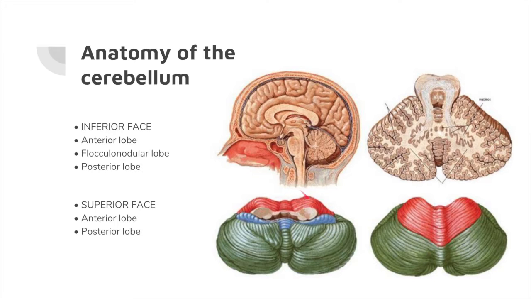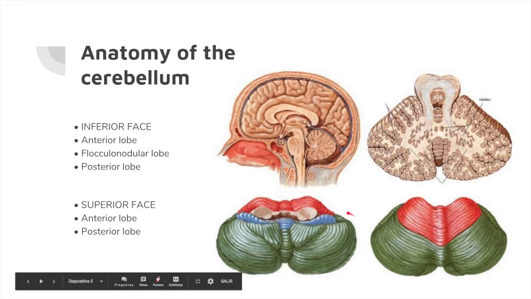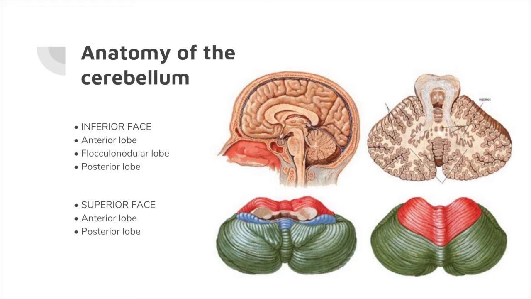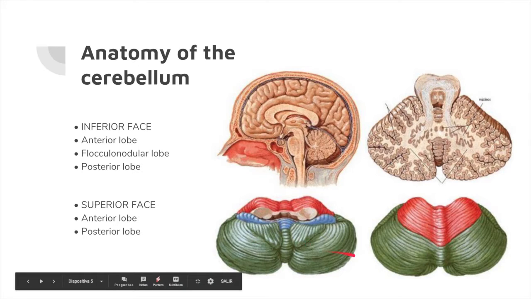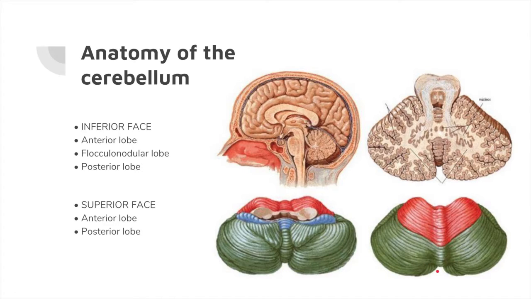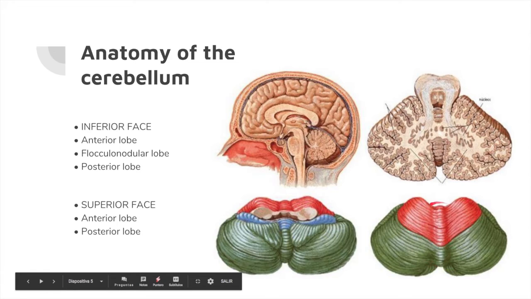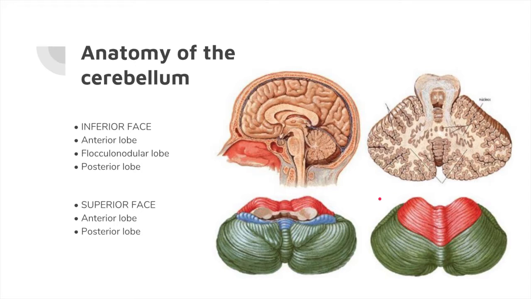So this is the inferior face. That means that this is a lower view. If you're looking from the bottom to the top of the cerebellum, you can see this image right here, and you can see the anterior lobe in color red, the flocculonodular lobe in color blue, and the posterior lobe in color green. On the other hand, if you are looking from an upper view, from the superior face of the cerebellum, you can see the anterior lobe in color red and the posterior lobe in color green.